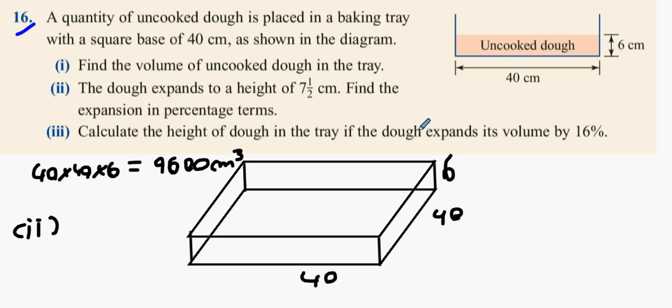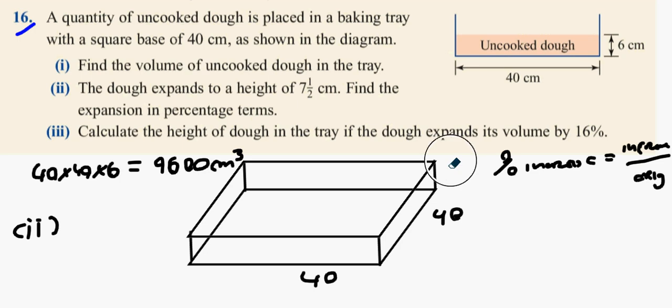Percentage increase is what, guys? What will percentage increase be? It'd be your increase divided by your original amount. Increase divided by original. I know that's spelled absolutely terribly. Okay? It's percentage increase equals increase divided by the original amount. Now what's the new amount if we replace this with 7.5? What do you think? 40 by 40 by 7.5, and Dylan tells me it's 12,000. I'm inclined to believe him.